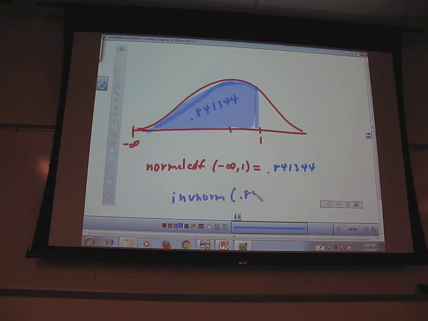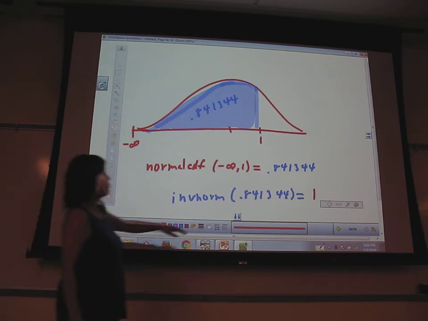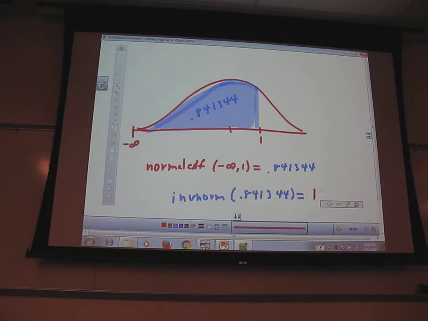of 0.841344. And you darn well better get 1. Or something that rounds to 1.000. Everybody do it. You get it? Inverse norm? Alright, so everybody got 1 or something really, really like 0.99999, yeah? Good. So that's the idea.